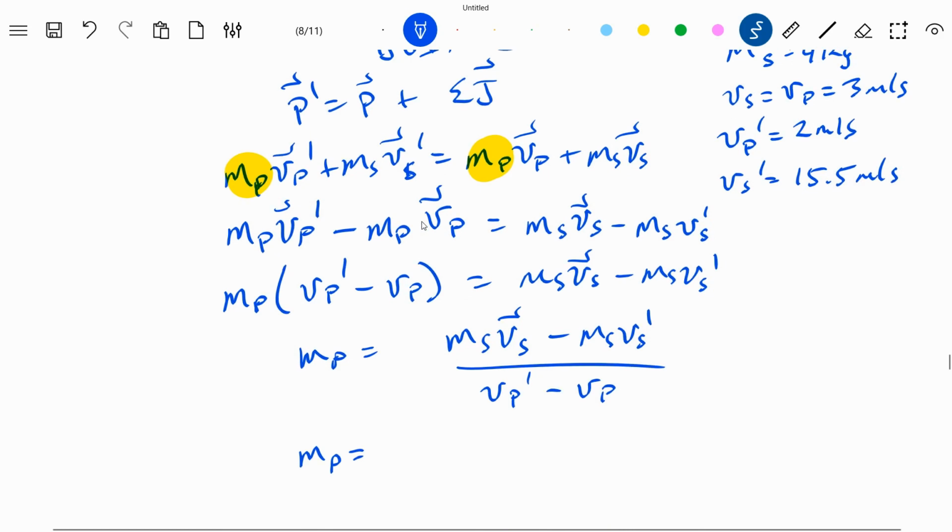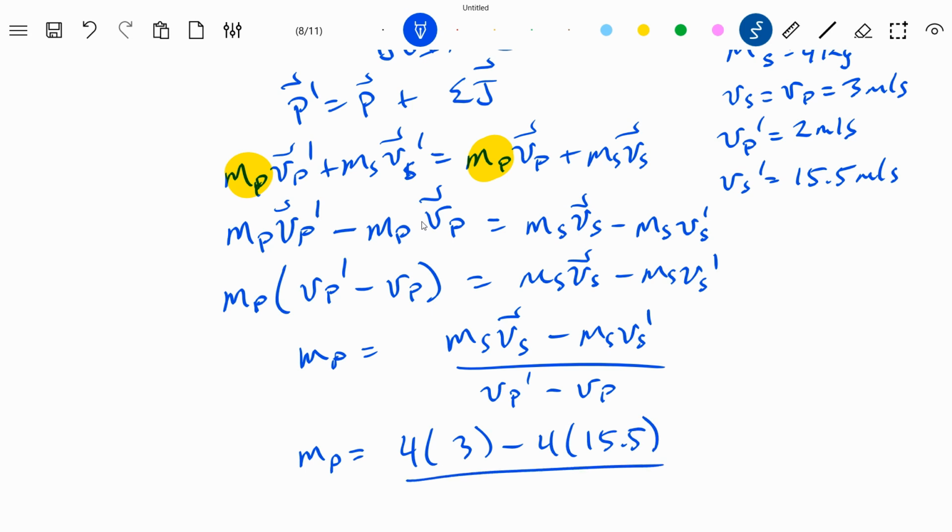There we go. Mass of the person is equal to mass of the skateboard, which was, what, 2 or something like that? Nope, 4. 4 times the velocity of the skateboard, which was originally 3. They were both moving at 3, in fact. Minus the mass of the skateboard, 4 again, velocity of the skateboard prime, 15.5. All of which is over VP prime, 2, minus VP original, 3.